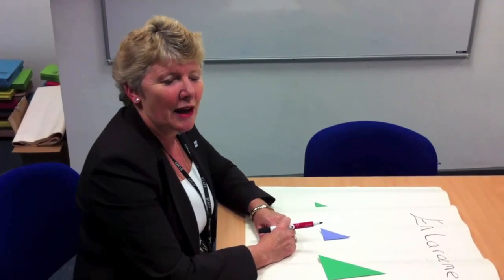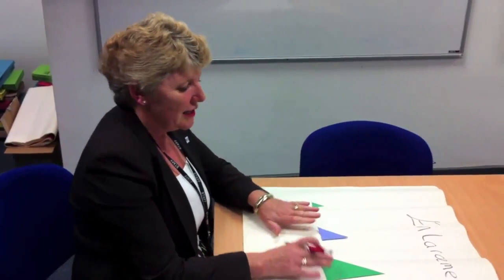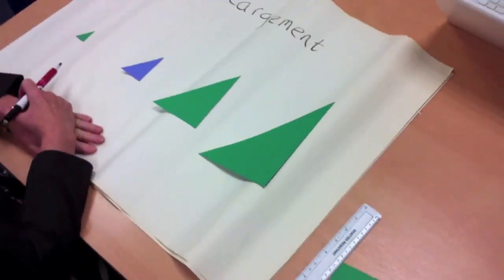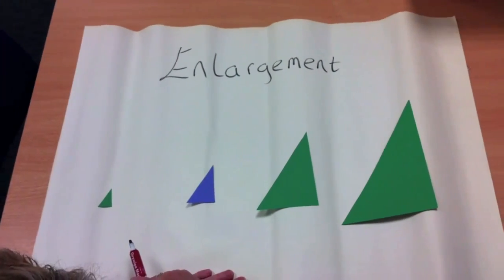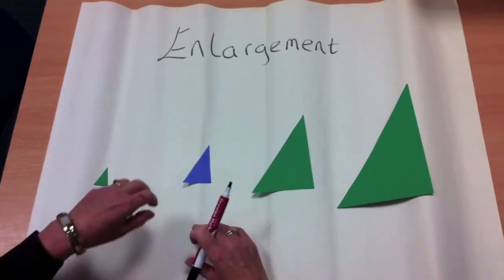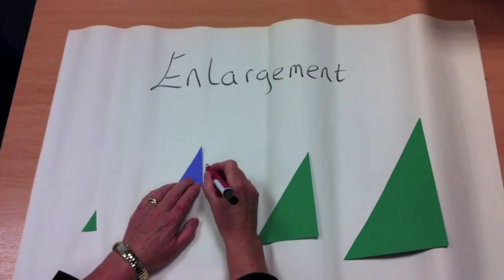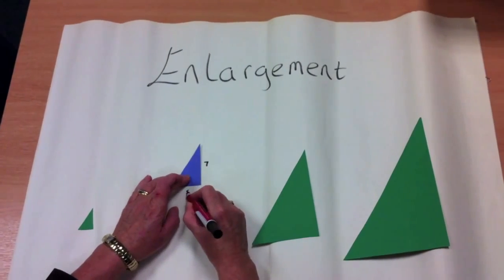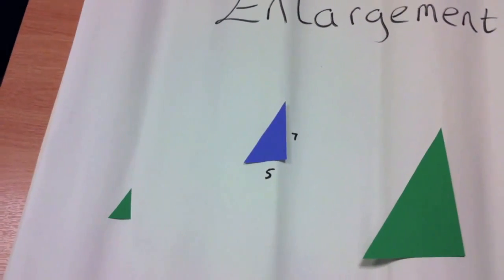This morning we're going to be looking at the term enlargement and how we calculate enlargements. This is the fourth of the transformations that we've been looking at. So as you can see here, I've got a series of different size shapes of my right angle triangle. My original triangle is my little purple triangle here, which the measurements were 7 and 5 centimetres. That was my starting shape this morning.